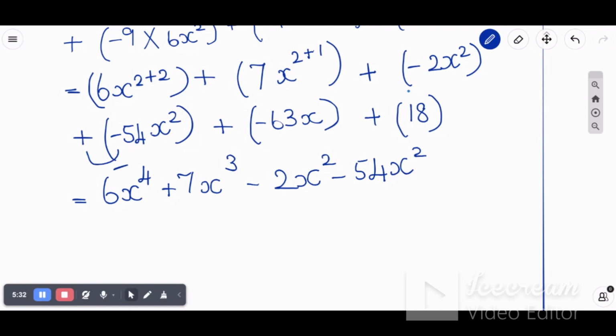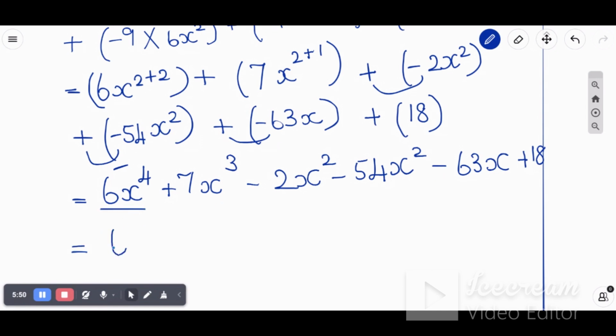Here what I have done is this plus and minus becomes a minus. In a similar way here also, plus into minus becomes a minus, so I have put minus. And then the next term is also similar, minus 63x and here plus 18. Here also the minus and plus becomes minus. Now we are going to arrive at the answer.